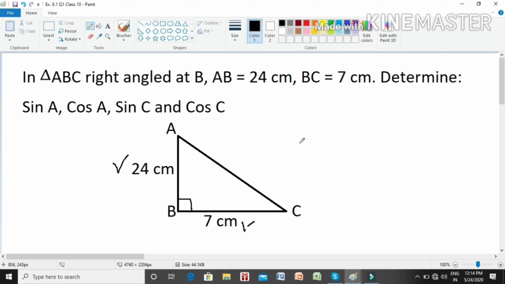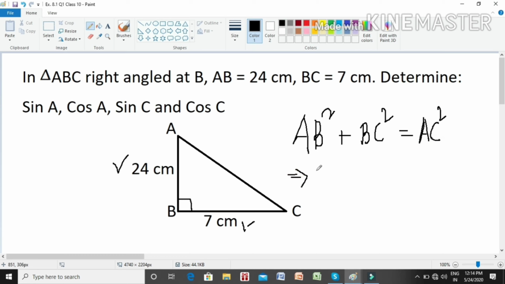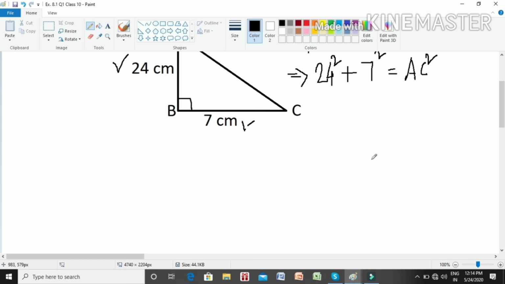So what we are going to do, we are going to apply Pythagoras theorem. So by Pythagoras theorem, what we can say, AB square plus BC square will give you AC square. So just putting the values, AB square, that is 24 square, plus BC square, that is 7 square, will give you the AC square, which we need to find out. So let us check what is 24 square and 7 square.